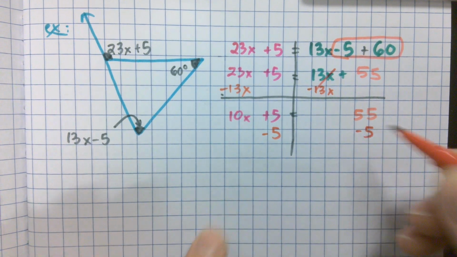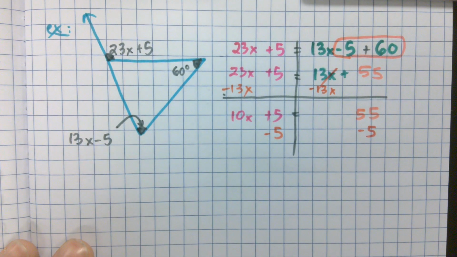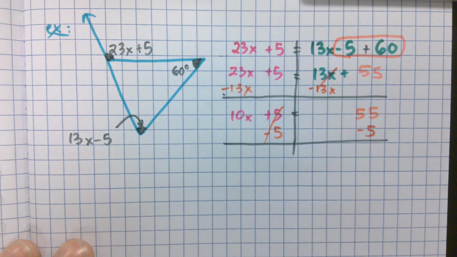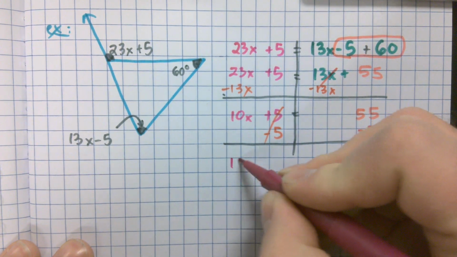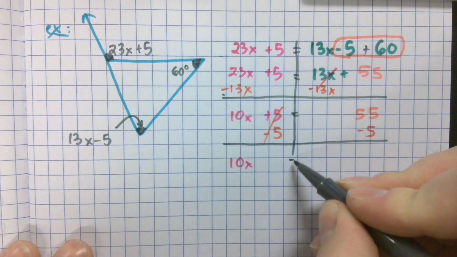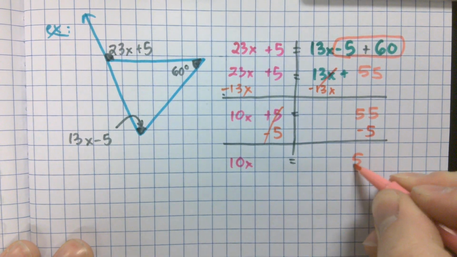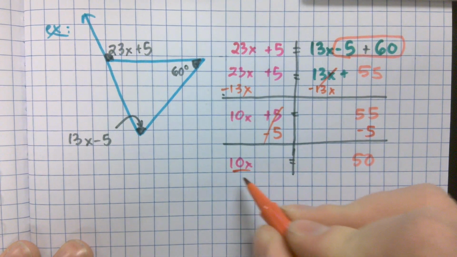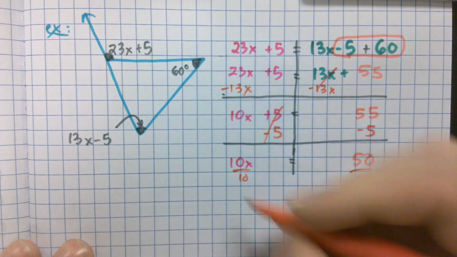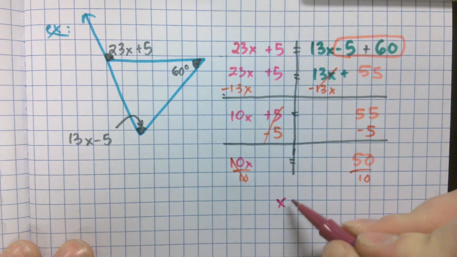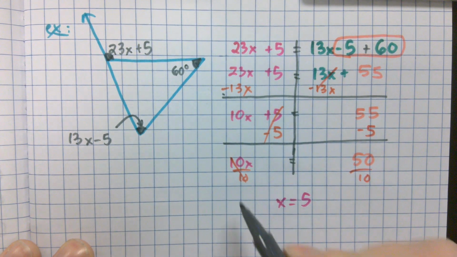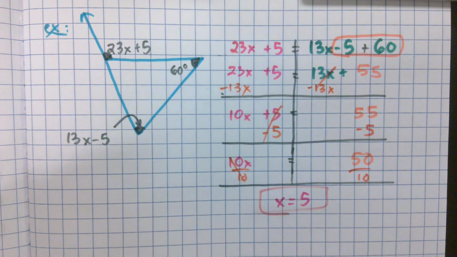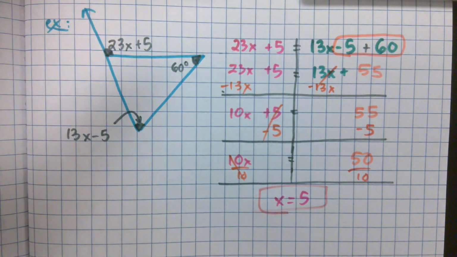Subtract our 5 over. Okay. Equals what? 50. And what's my last step? Step 4? Divide by 10 on both sides. How many times does 10 go into 50? 5 times. And there's my answer. X is equal to 5.